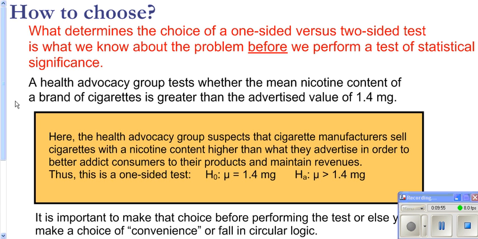So here, a health advocate group tests whether the mean nicotine content of a brand of cigarettes is greater than the advertised value of 1.4. Since it says greater than, your alternative hypothesis is going to be mu greater than 1.4. Once again, your null hypothesis is always going to be mu equaling whatever number you have.